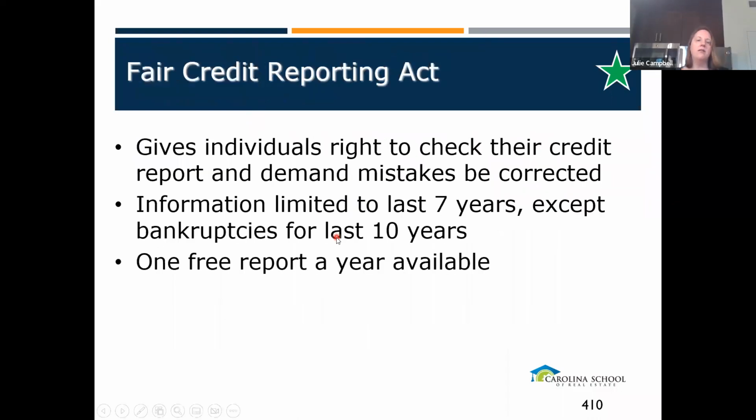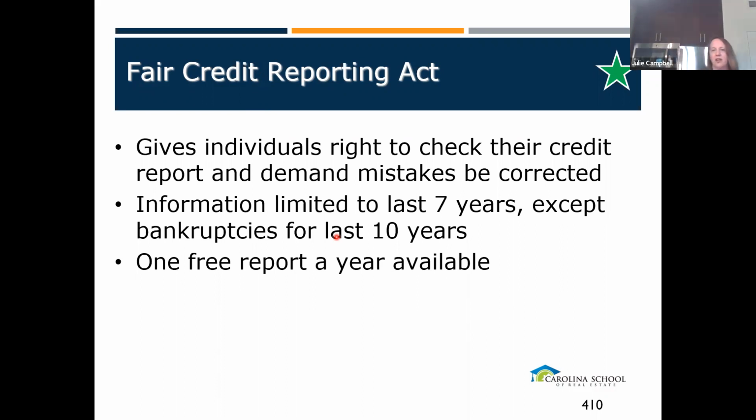Another lender law is the Fair Credit Reporting Act. This is what gives us the right to check our credit report once a year. Do you guys do that? We need to do better about that, don't we? If you haven't checked yours in a while, I try to do mine in January. I don't think I did it this year. Maybe this January I'll do it.